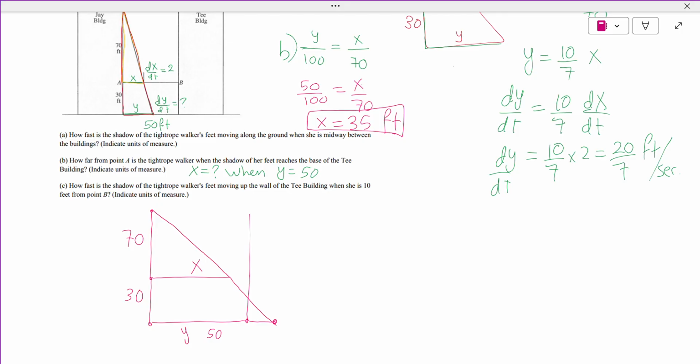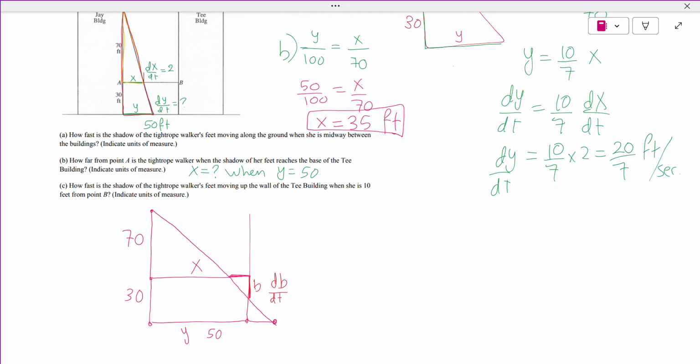Now the shadow will start rising on the second building, on the T building, right? So how fast is the shadow moving up the wall of the second building? That means we are looking for the rate of change of this segment here. So if we name it B, that means we are looking for dB over dt.